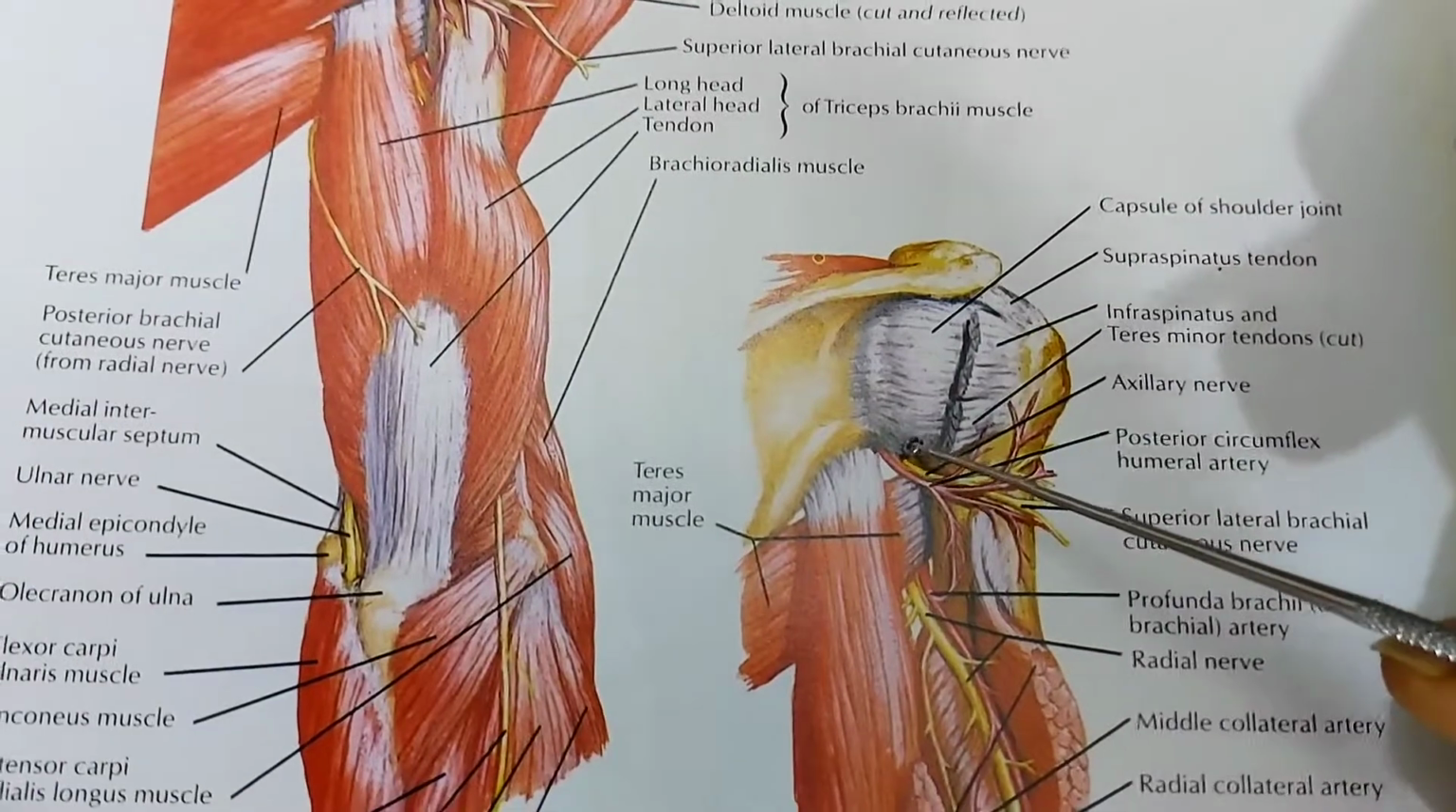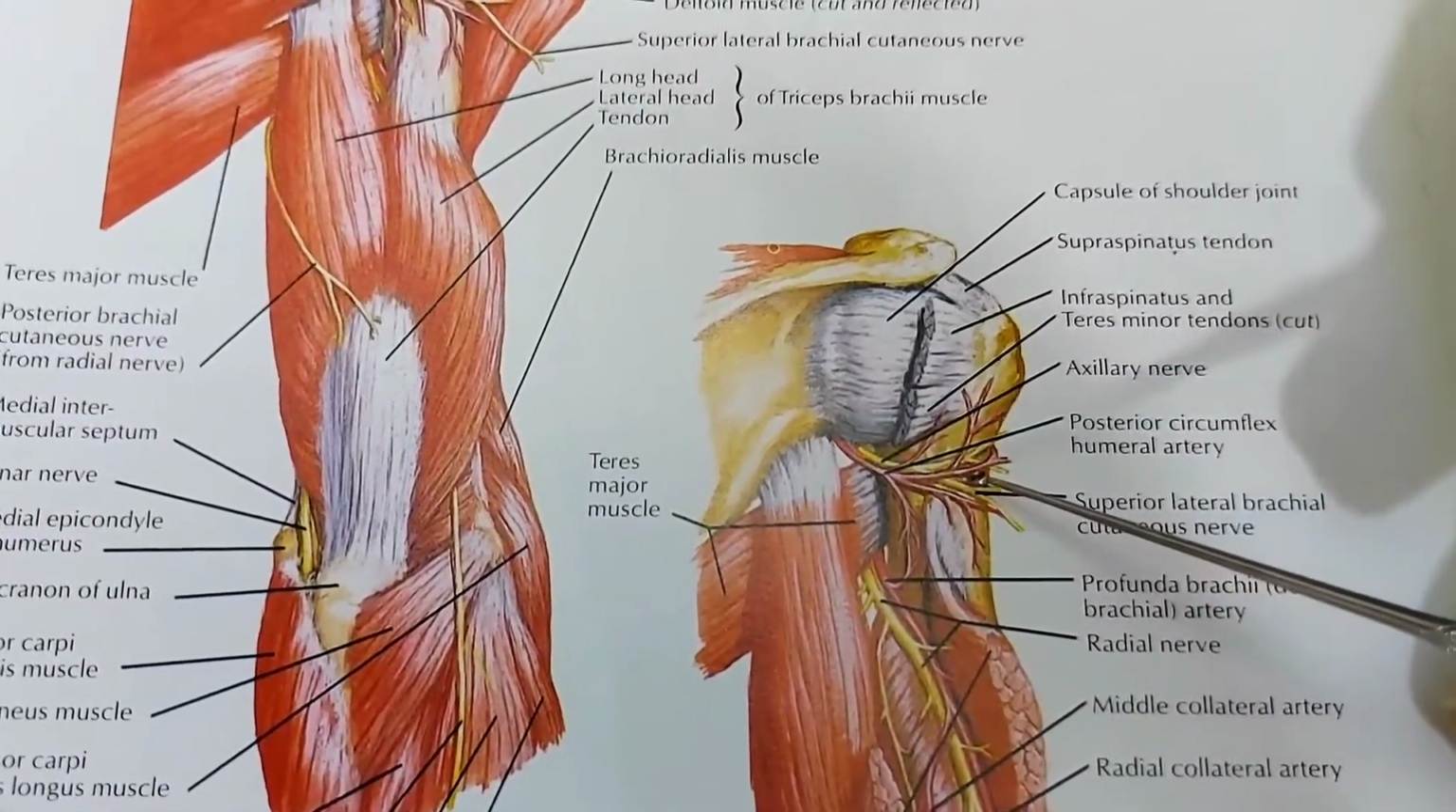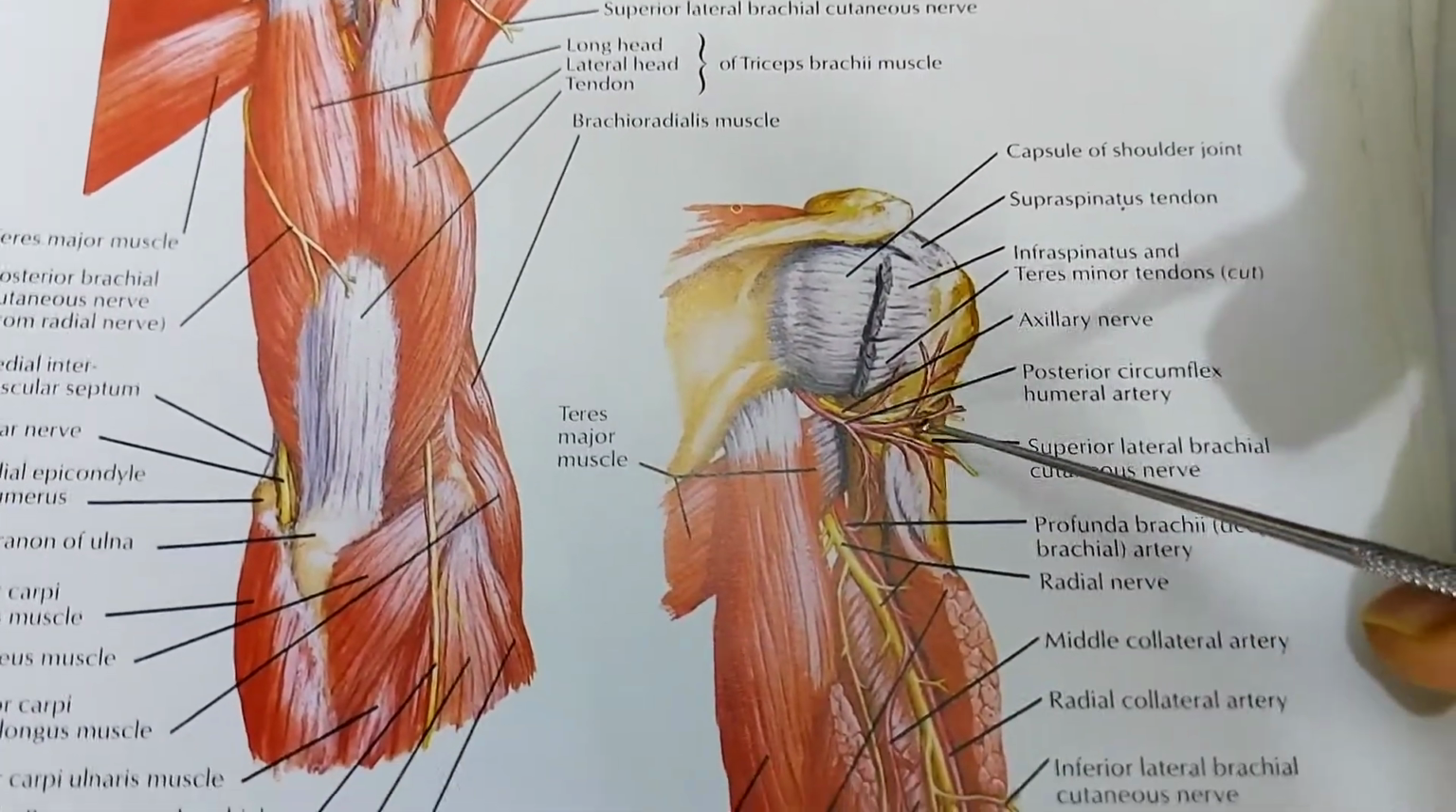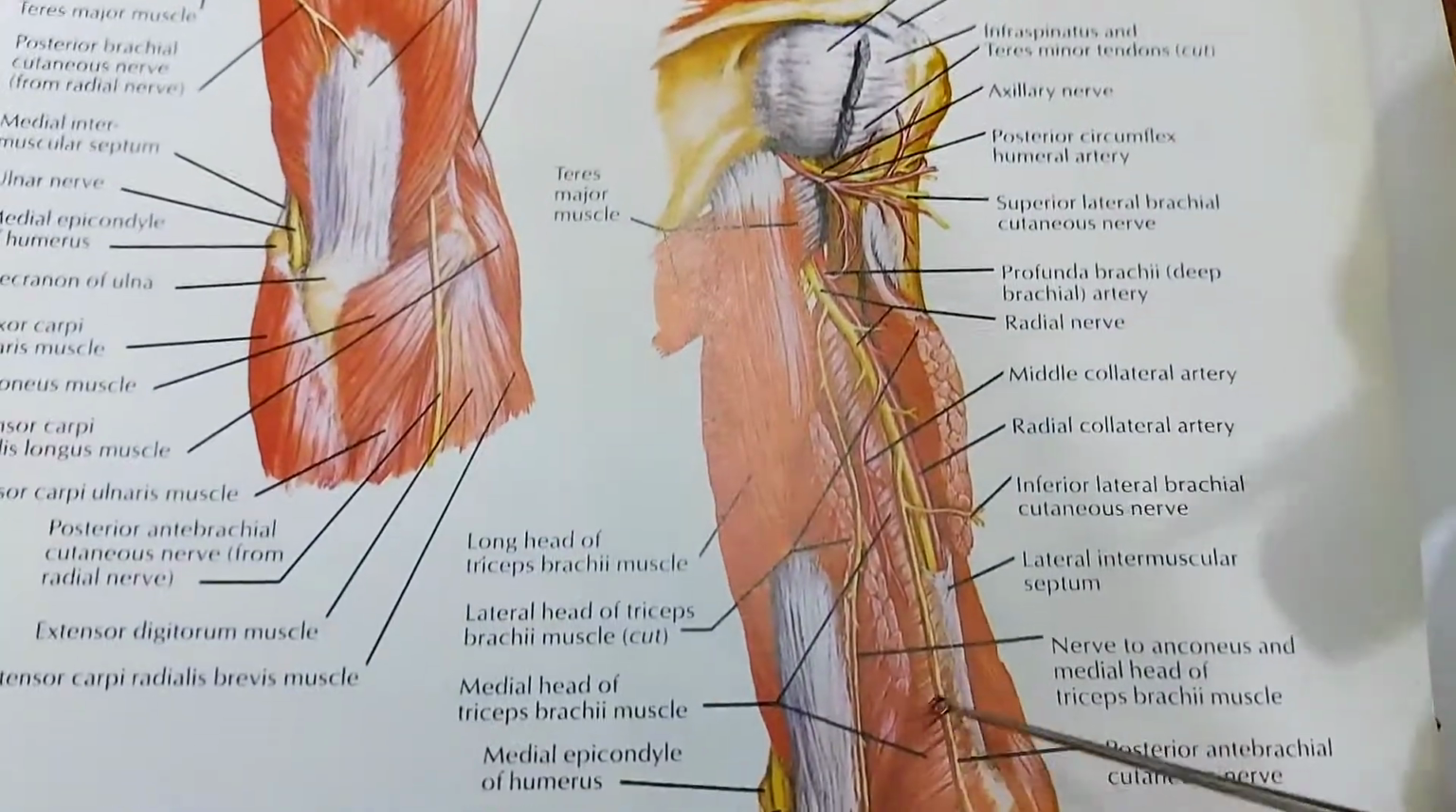Another structure we see here is the circumflex humeral artery and the axillary nerve. These also remain in the posterior compartment.